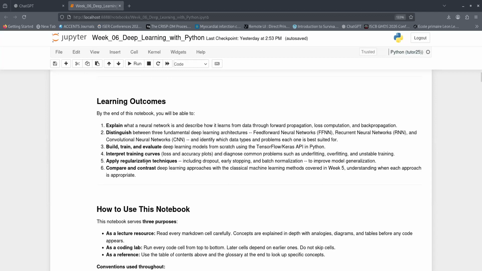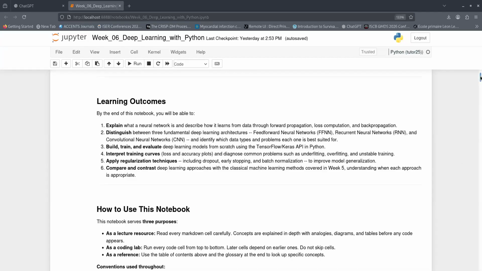And then to apply regularization techniques. So when you meet underfitting, overfitting, or unstable training, you need to regularize your model by using some techniques like dropout. We are going to see all of them: early stopping, batch normalization, in order for you to improve the generalization of your model. And at the end, to compare and contrast the deep learning approach with the classical machine learning methods, covering week 5, understanding when each approach is appropriate.